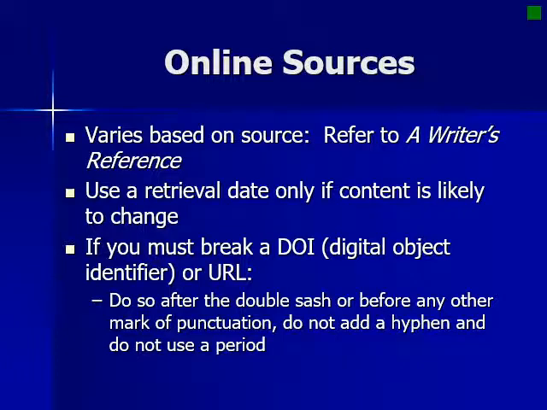And when it comes to online sources, they vary according to type, and your writer's reference manual is also a great resource for this. You use a retrieval date only if content is likely to change. For example, if I go to CNN.com today, the information that is there on their homepage would be different than what would be there tomorrow. Therefore, I would need a retrieval date.